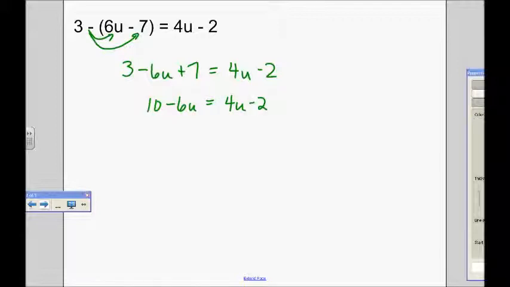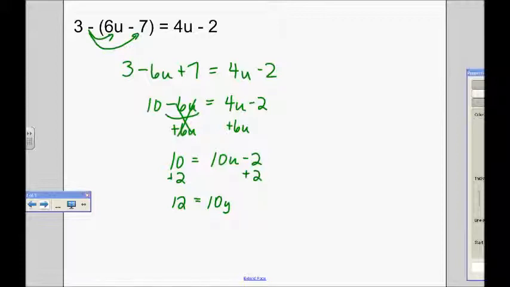I feel like getting rid of the negative 6u, so I'm going to add 6u to both sides. On this side, this goes away. I'm left with 10. On the right-hand side, I have 10u minus 2. Now I've got to add 2 to both sides. I end up with 12 over here and 10u over here. Okay, so 10u. To get rid of the 10, divide both sides by 10.